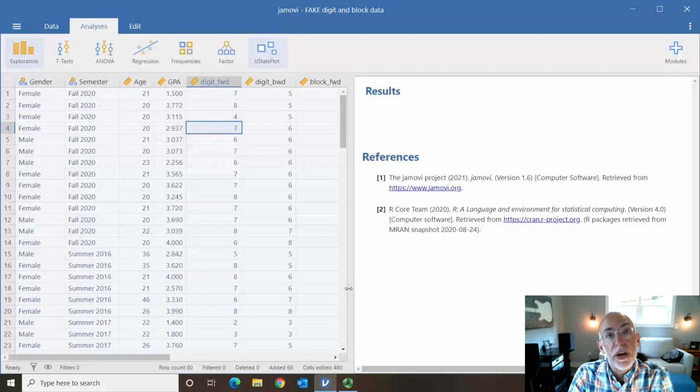I'm going to cover 3 ways to conduct t-tests using Jamovi. We'll look at a one-sample t-test, a paired samples t-test, and an independent samples t-test. I'll start with the one-sample t-test.